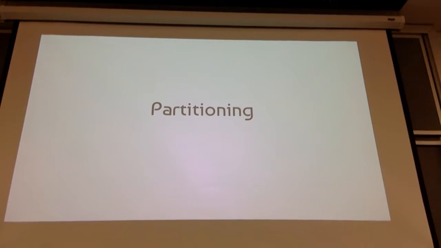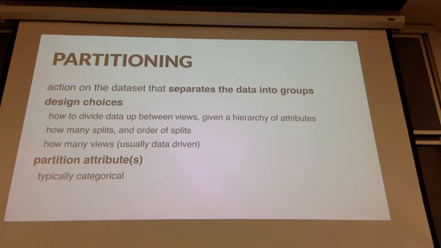Okay, and so we stopped basically when we were talking about partitioning. Partitioning is a very powerful tool. Partitioning is about separating data into groups. You have a couple of design choices when you partition a data set. How do you divide the data up between views? Maybe given a hierarchy of attributes, how many splits do you want to make? What is the order of splits?